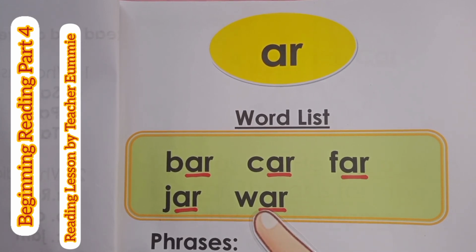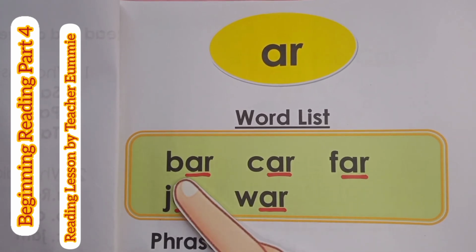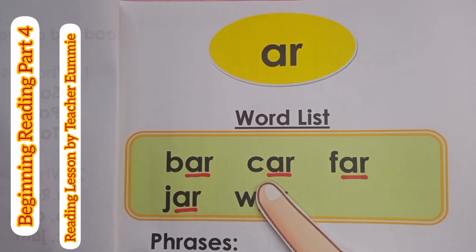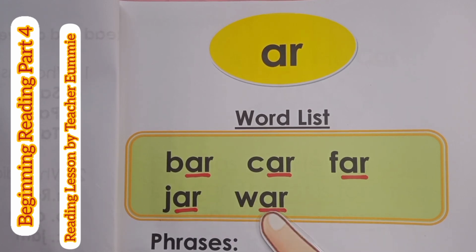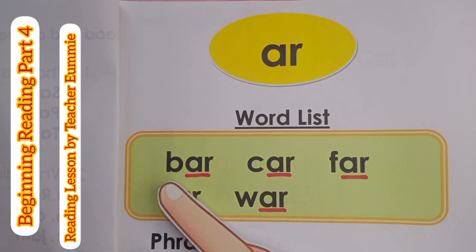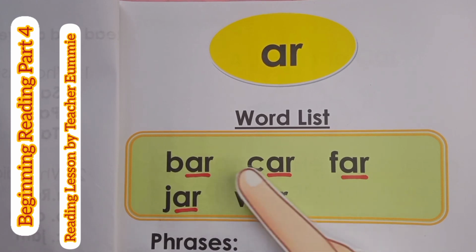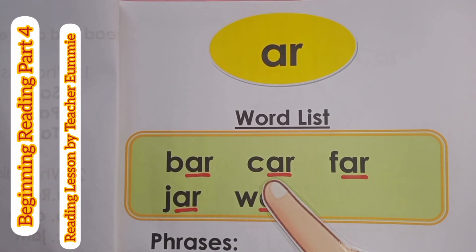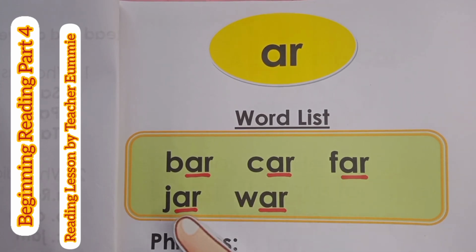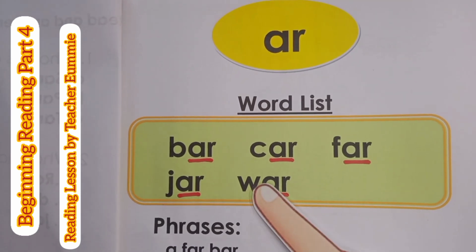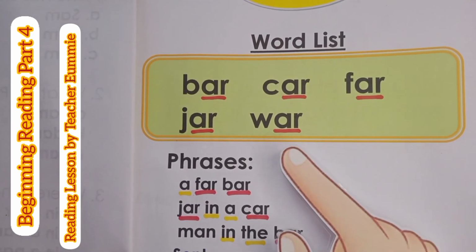So let us read it again together. Bar, car, far, jar, war. So please read it alone. Okay, very good. Now let's read some phrases.